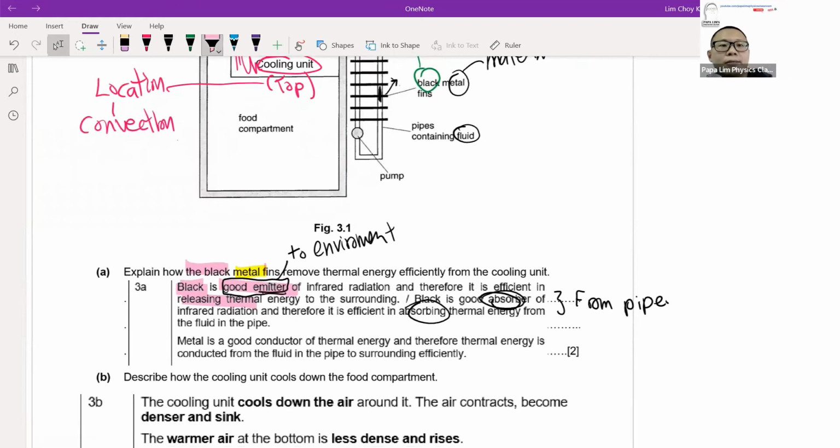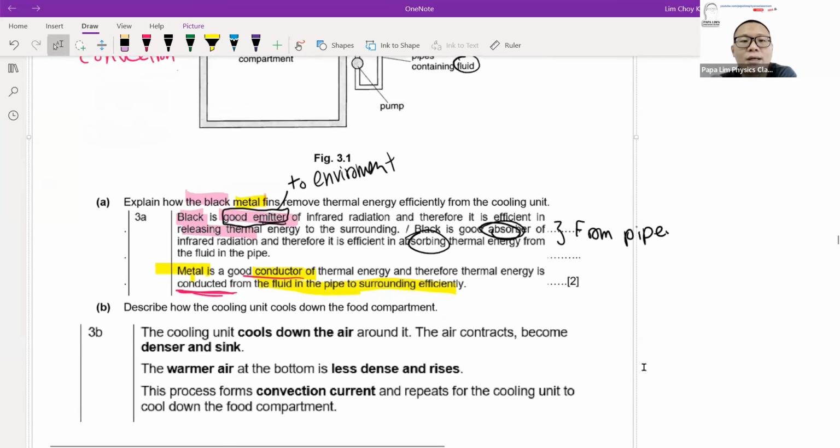Similarly, when you look at metal, metal we talk about is a conductor. It talks about heat being conducted out from the fluid in the pipe to the surrounding effectively. So here we are looking at conductor. The keywords: when we talk about conductor, you must talk about heat being conducted. So conductor and conduct, these two keywords are tagged together. So this is where I require the students to explain in detail what I mean by black metal fins. The black is radiation, the metal refers to the mode of conduction.